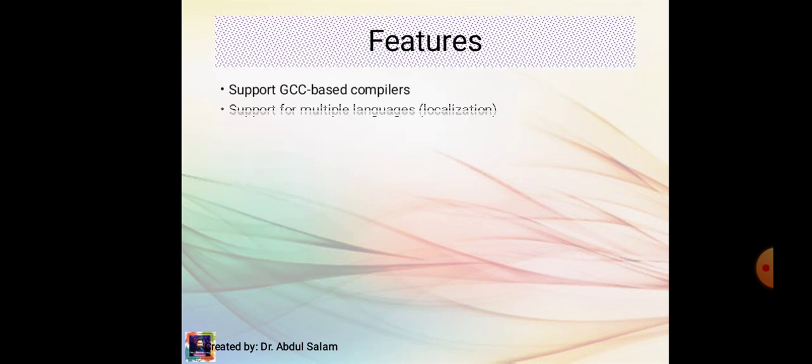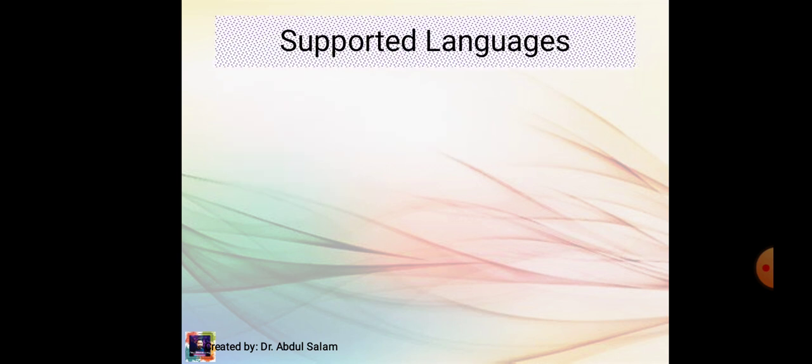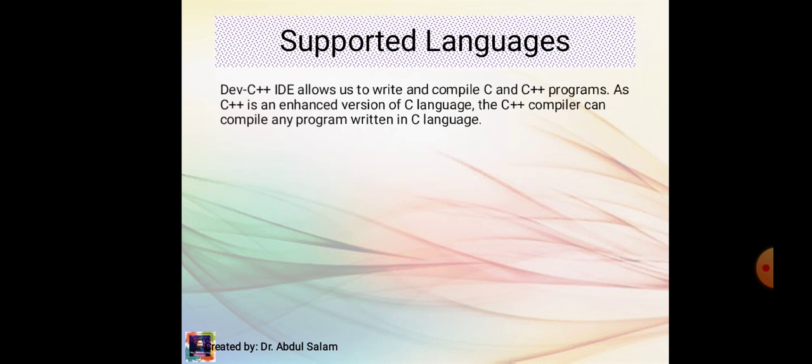Here are some features: support for GCC-based compilers, support for multiple languages and localization, a customizable syntax highlighting editor, support for templates for creating your own project types, tool manager, and find and replace facilities. Supported languages: the Dev C++ IDE allows us to write and compile C and C++ programs. As C++ is an enhanced version of the C language, the C++ compiler can compile any program written in C.